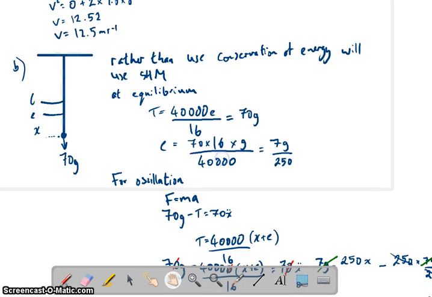So finding the amplitude isn't that hard. We've got this in terms of e. So, for the oscillation, we have the sum of the forces is mass times acceleration, so we have 70g down, and tension acting against weight. And so we can say that the extension is x plus e. I've got that e anyway. Now we've got a term for e up here, which is a good starting point.